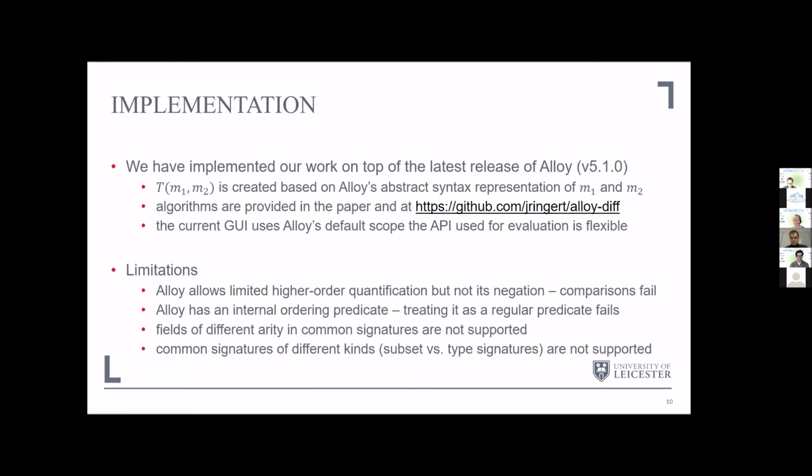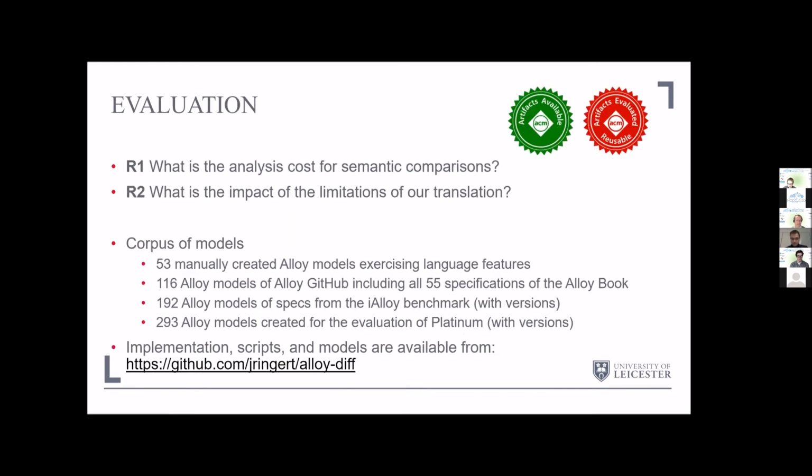There are some interesting limitations. So Alloy supports some higher order quantification, but not its negation. In this case, our comparison might fail because the comparison might require negation. Then Alloy has an internal ordering predicate, and you can't treat it as a normal predicate. So this just doesn't work, and there are warnings in the code also. Then fields of different arity, we can't support this, and signatures of different types, we also can't support this.